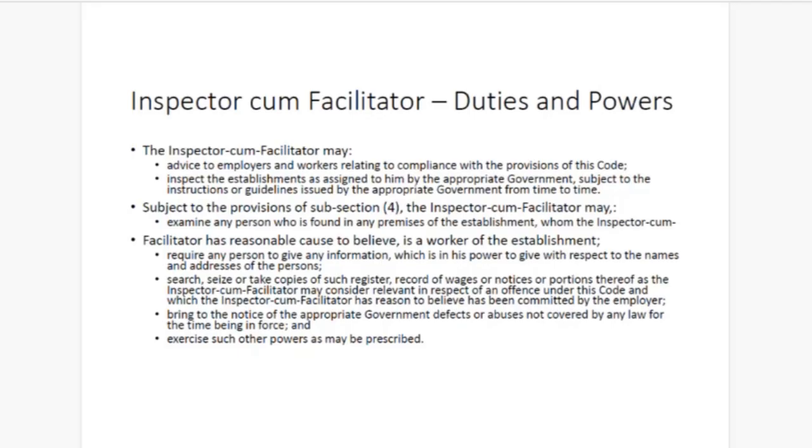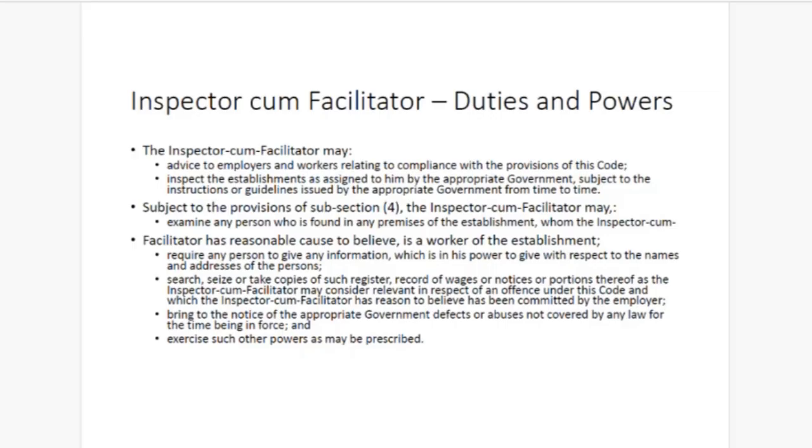He can bring to the notice of the appropriate government the defects and abuses not covered by any law, and exercise such other powers. So he can examine the premises, he can collect evidences, he can call for information, and he can also apprise the central government or the state government if he finds that there is certain exploitation by the employer of the employees and workers which is not covered under this act.